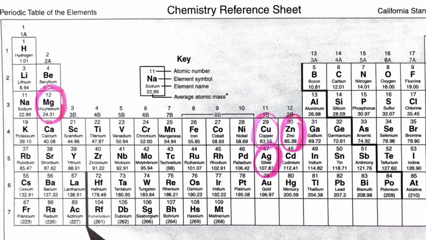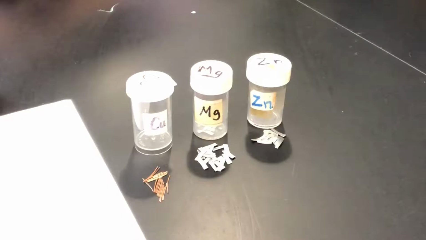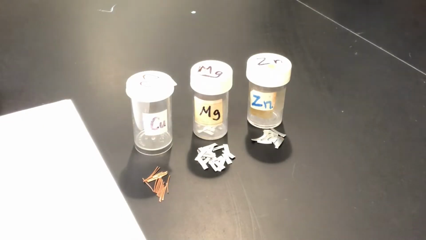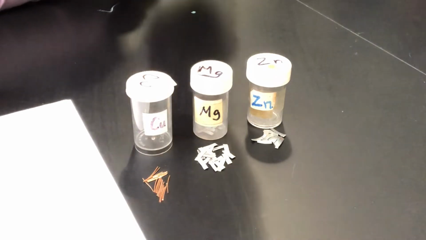Let's see if that all holds true, because we've got magnesium, the oddball, all the way to the left, and then we have zinc, copper, and silver all close together. So we're going to do some different reactions in order to see who reacts more than the others, and we'll be able to rate them. Before we get started with that though, let's take some observations of what we're starting with.